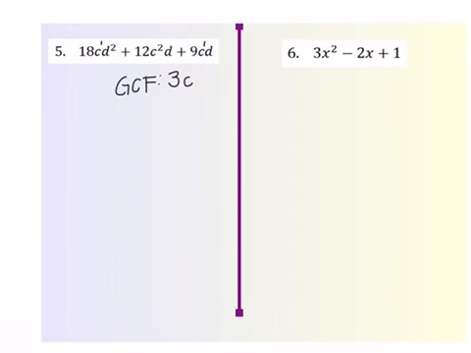And then I can do the same thing. They all do have a d. I have a d squared, a d to the first, and a d to the first. So the smallest is the d to the first, so I'm going to take that out. So now what that tells me is my GCF is a 3CD, and that's what I have to divide out of each term. So 3CD, 3CD, and 3CD.